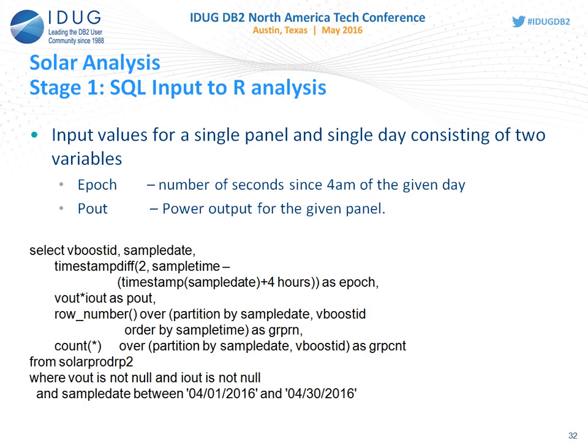So the stage 1 analysis has a couple of input variables: the epoch, which is the number of seconds since 4 a.m., and the pout, which is the output power of a given panel. And I've calculated all of this in SQL. So here's calculating our epoch, which is the time of the sample minus the date plus 4 hours. And I say 4 hours because I want to start at 4 a.m. Production really doesn't ramp up in our area of the world until about 4:35. So this provides a good base.